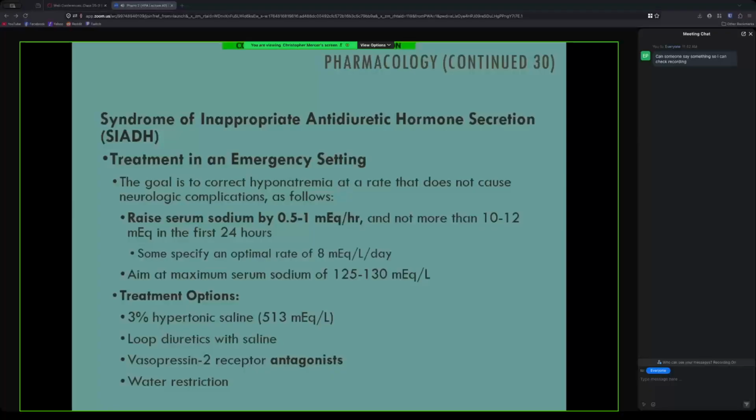Have a few options: 3% hypertonic saline, loop diuretics with saline are going to help. And then we also have vasopressin 2 receptor antagonists that we can utilize, and we're talking about those in some upcoming slides. And once again, water restriction.